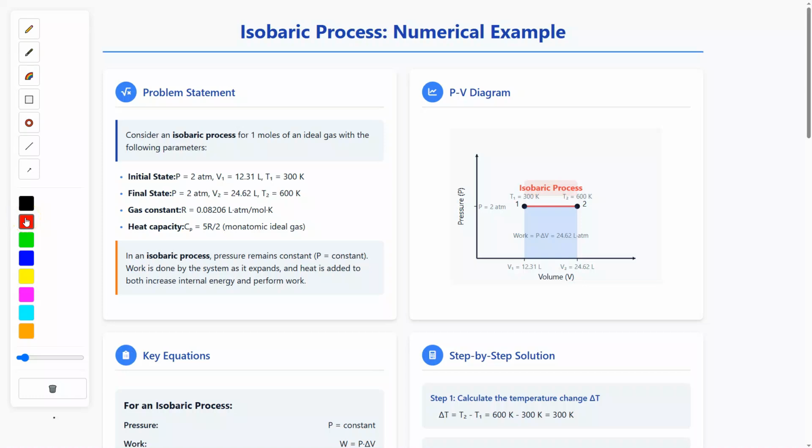Today I'll talk about the isobaric process with a numerical example. Here is the problem statement. Consider an isobaric process for 1 mole of an ideal gas with the following parameters.